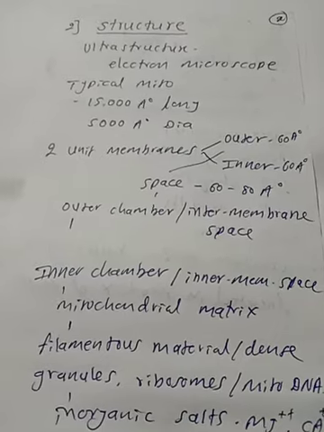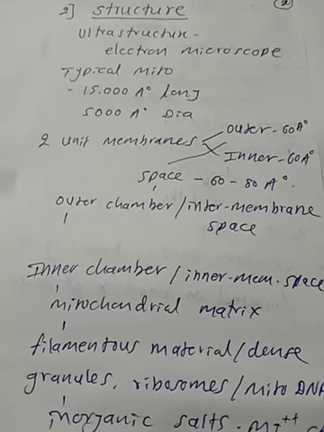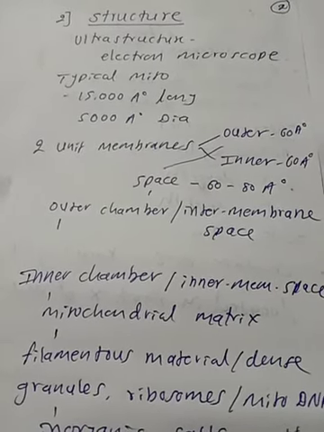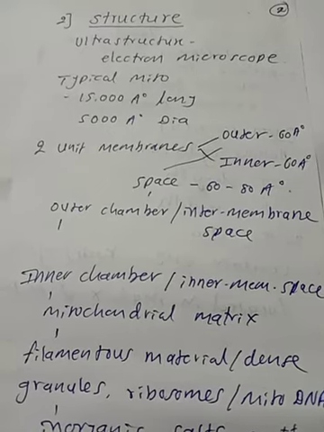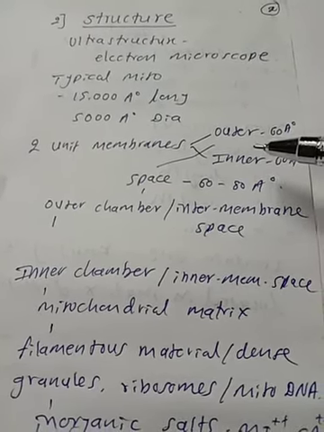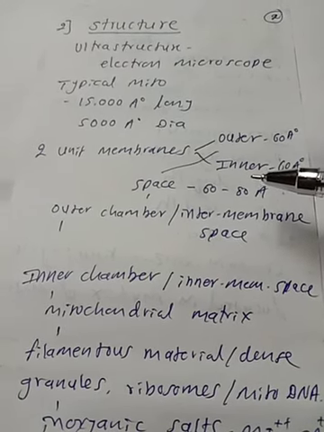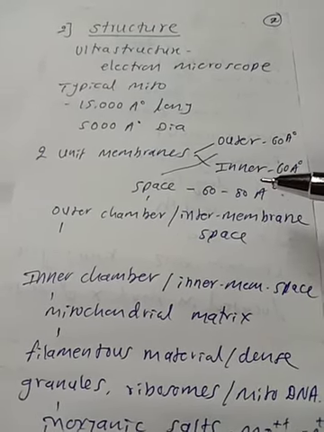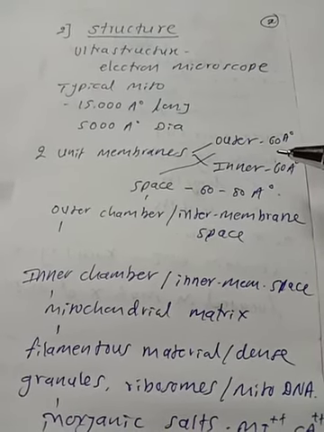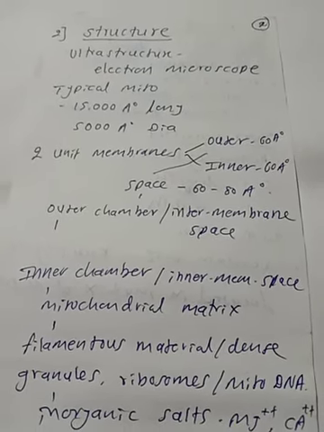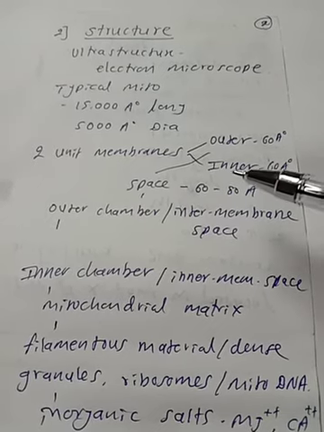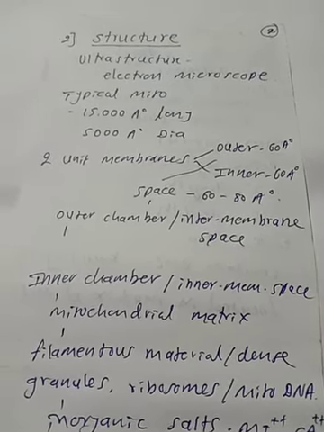The mitochondria is bounded by two unit membranes, namely the outer and the inner mitochondrial membranes. Each membrane is about 60 angstrom units in thickness. That is, the outer membrane is about 60 angstrom units and the inner is also 60 angstrom units.